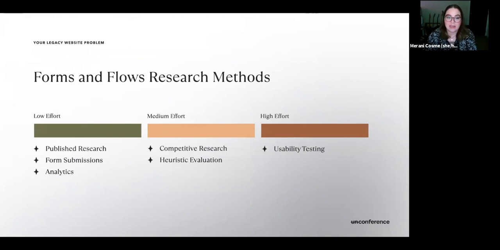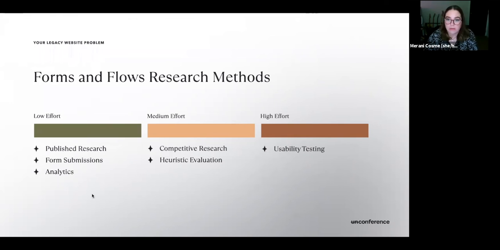Again, looking at our legend, for our lowest effort, I have 3 research methods that we could use. First would be, again, to look at some published research. There are tons of publications out there that talk about what are some best practices when it comes to forms and flows. Read it through and learn how you could possibly improve your forms. I would also read some publications on what are some possible accessibility wins.